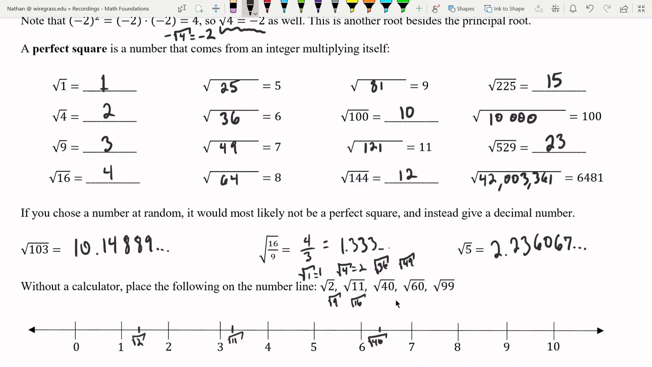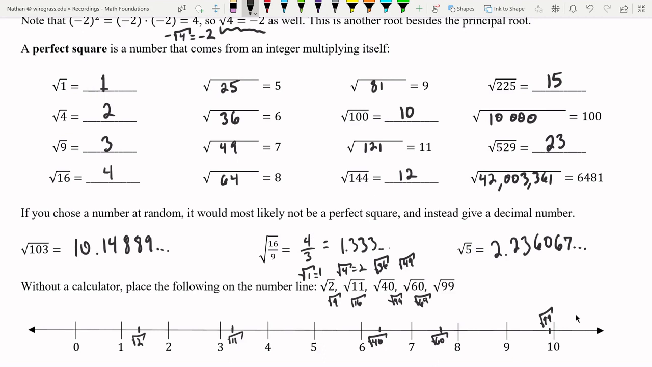Okay, the square root of 60. The square root of 49 is 7. The square root of 64 is 8. And it's closer to 8, so I'm going to say it's probably somewhere around here. And finally, the square root of 99, this is going to be just below the square root of 100, which is 10. So the square root of 99 is probably going to be somewhere right around here.